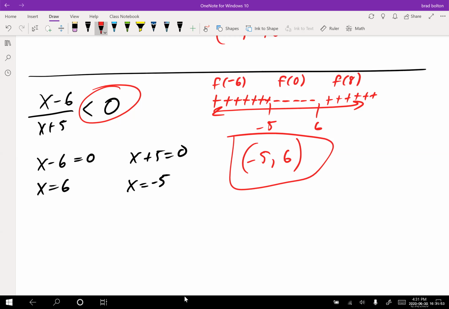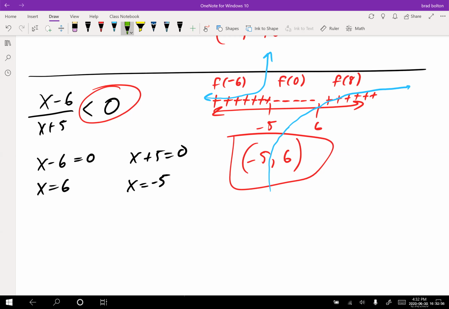That's the solution. Now, if you want to graph this, you take out your calculator and you graph parentheses x minus 6, close parentheses, divided by parentheses x plus 5. And now I graph it, and I get something pretty crazy. So let's see here. There is a line here that goes like this, and then there's another line here that goes like this, and then it seems to do one of these.